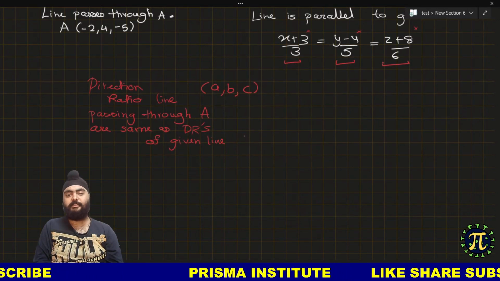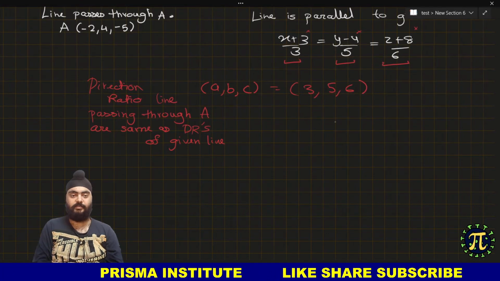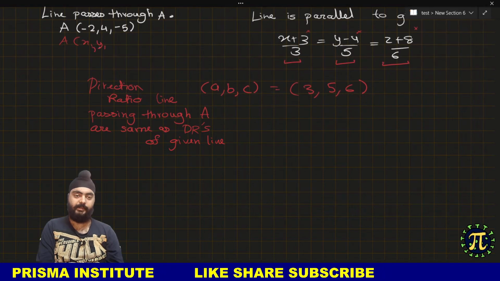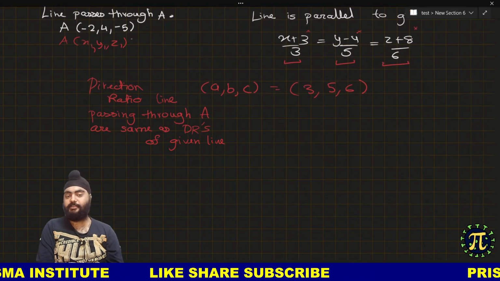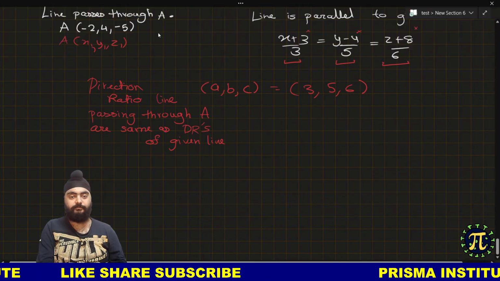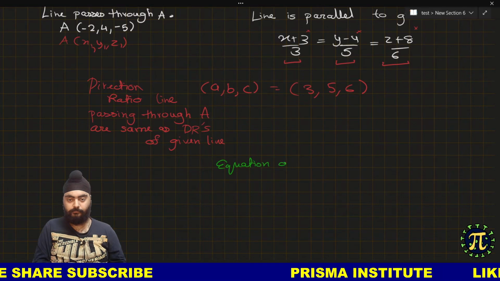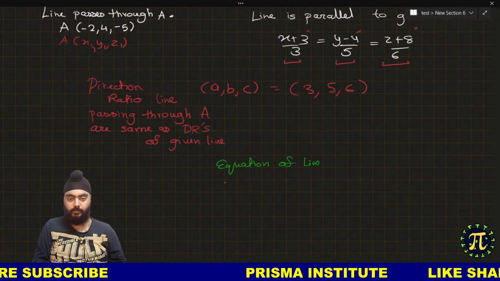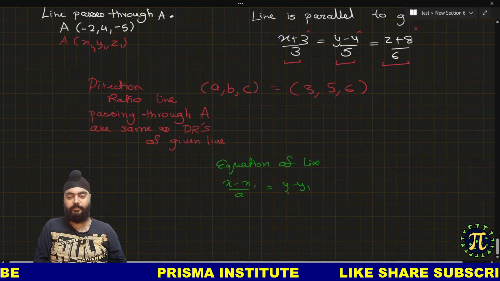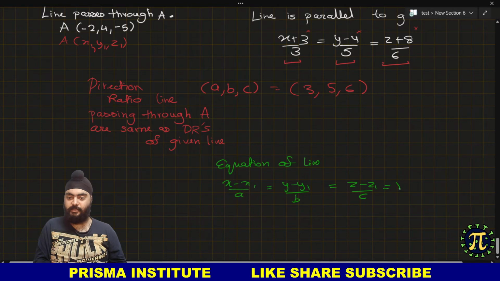And what are a, b, c in this case? 3, 5, 6, and this is x1, y1, z1, the point given on the line, right? The point is given, the direction is given, and we can find the line. So the equation of our line is (x − x1)/a = (y − y1)/b = (z − z1)/c = lambda.